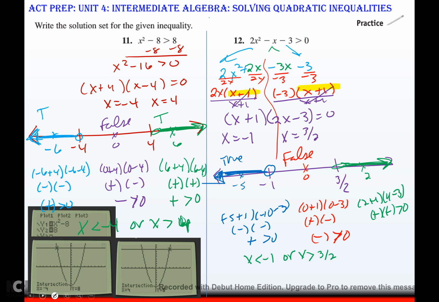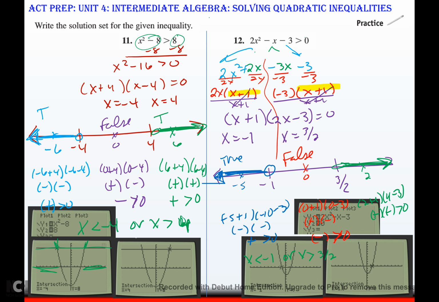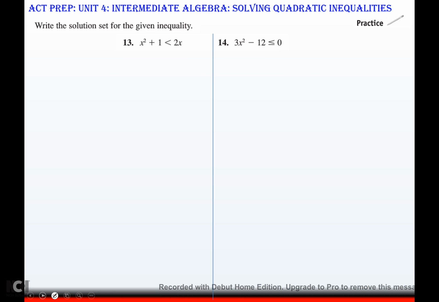Alright, and if you look at the graphs, we wanted to know when is the parabola bigger than the line. Well, there's your 8 line. It's here and here, which corresponds to those x coordinates. Okay? On this one, they wanted the parabola that was above 0. Well, again, that's here and here, which means they want those x coordinates. Alright.